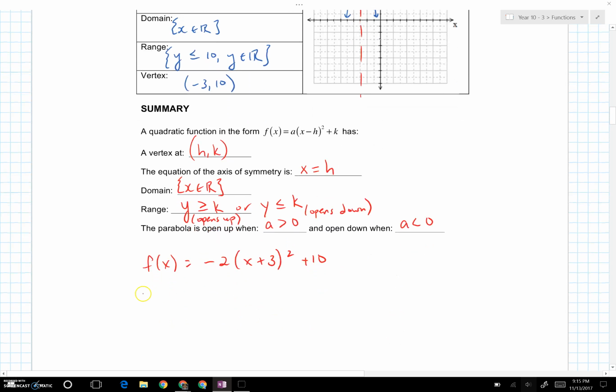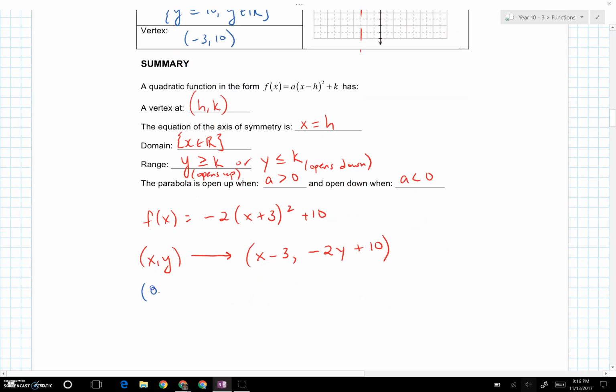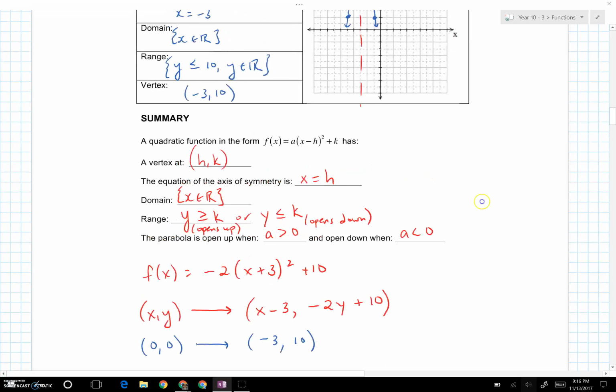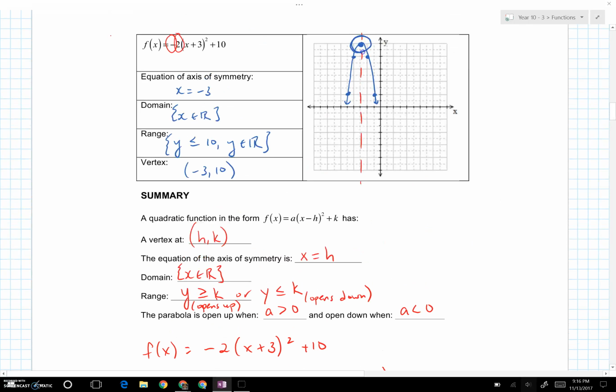And if I said to you, I have a generic point (x, y), and I want to transform that point, remember that this is x minus 3 because it goes 3 to the left, that it's negative 2 times y, and then you add 10 because it went 10 up. So if I change this into point notation, and I pick an example of a point, let's say on my original quadratic function, (0, 0) is a point. This point now goes to 0 minus 3 is negative 3. Negative 2 times 0 is 0 plus 10 is 10. Oh, look, that's my vertex point right here.